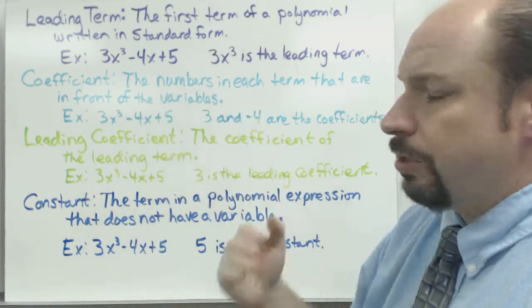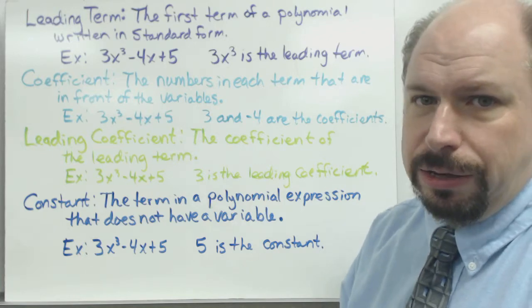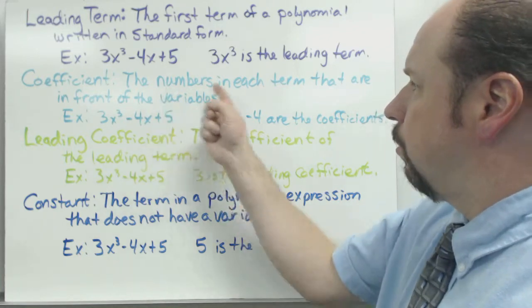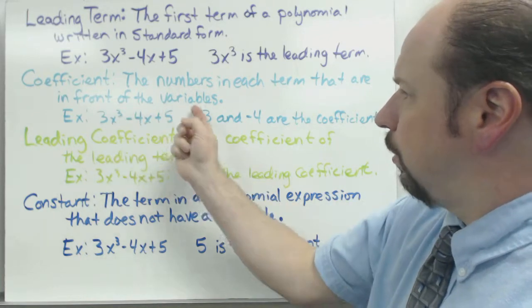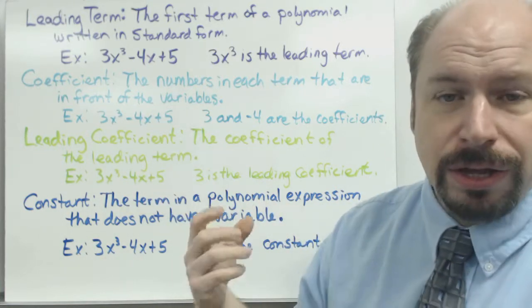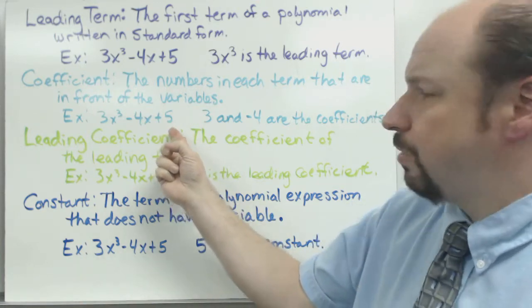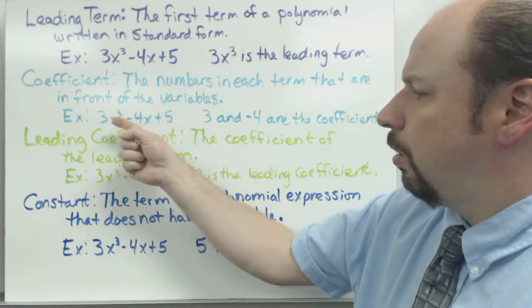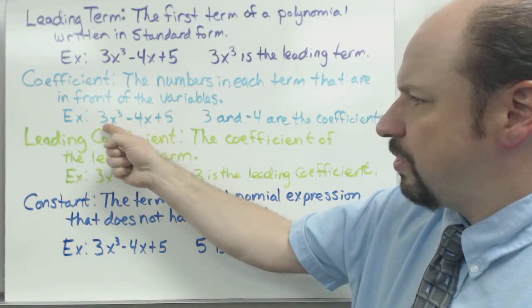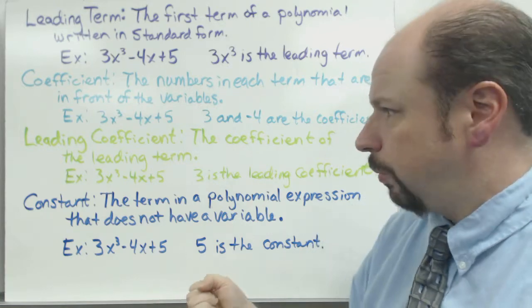The coefficients, well, those are just the numbers in front of each of the variables in a polynomial expression. So here, 3x cubed minus 4x plus 5. Remember, they have to be the numbers in front of the variables. So this is not a coefficient. This is just a constant. The coefficients here are 3 and negative 4 because those are the numbers in front of each of the variables.